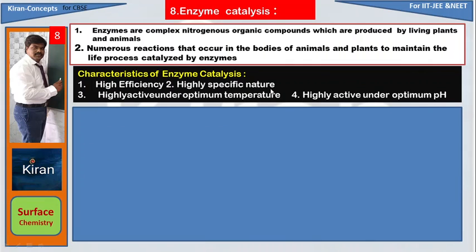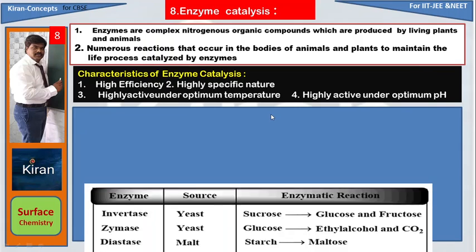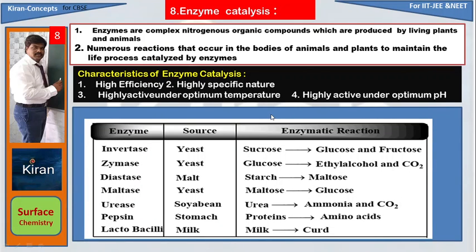Characteristics of enzyme catalysis. Enzymes are highly efficient, highly specific in nature, highly active under optimum temperature, and highly active under optimum pH. Because of these 4 reasons, enzymes are used for catalysis. Examples of enzyme catalysis: what are the enzymes utilized in biochemical reactions as a catalyst?